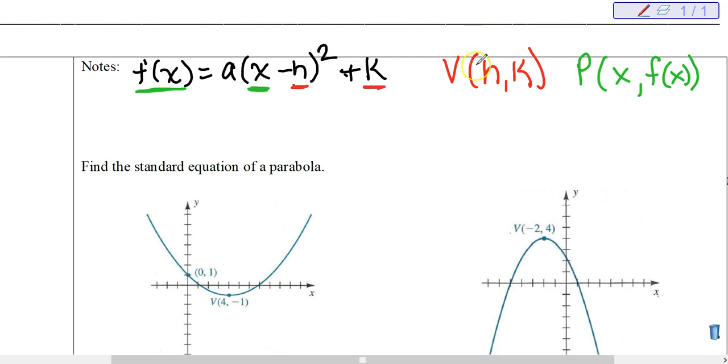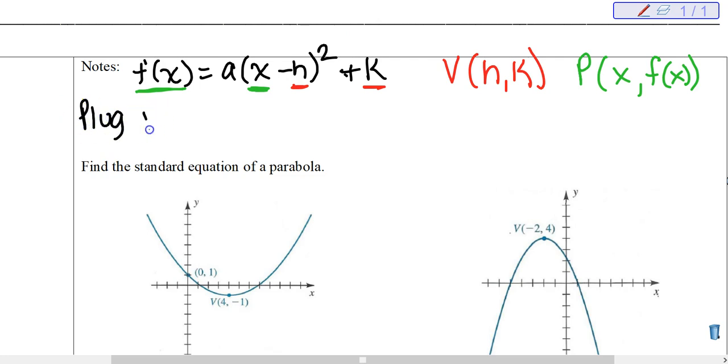We'll be plugging in our vertex coordinates, our other point's coordinates, and solving the equation for a so that we can figure out what kind of stretch or compression this parabola has. Does it open up? Does it open down? Like that.